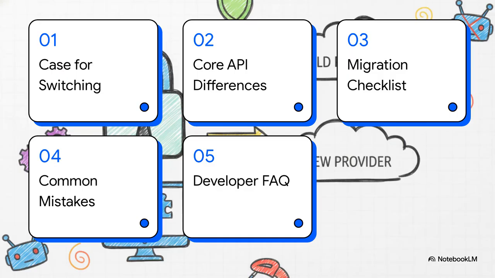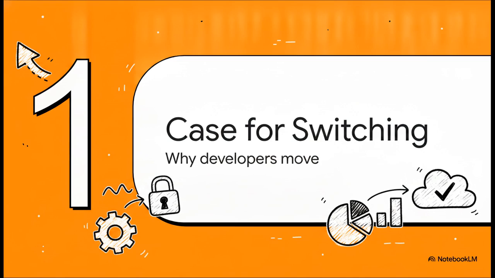All right, here's our game plan for today. We'll start with a case for switching, look at the core API differences, dive into a practical migration checklist, point out some common mistakes to dodge, and wrap up with a quick developer FAQ. Section 1. The case for switching. Why are dev teams actually making this move?